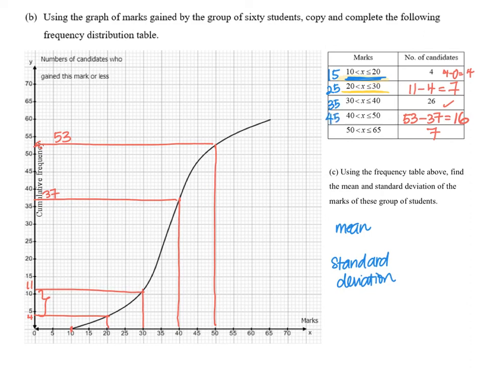Take note of the last interval. This is 50 plus 65, divide by 2. The number here is not 55 because the number is 65 now. So this will be 57.5. Please take note that this number is not 55.